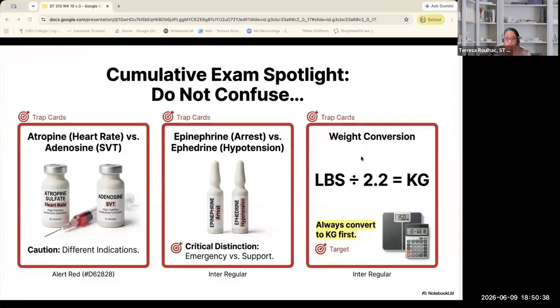Then we get to weight conversion. If a patient's weight is given in pounds, your first step is usually to convert it to kilograms. In the operating room, we do kilograms. Remember, pounds divided by 2.2 equals kilograms. When you see a pharmacology question, pause. Ask yourself, is this testing a drug indication? Is this testing recognition of a clinical situation, or is it testing a calculation? Sometimes the simple question helps narrow the answer immediately.